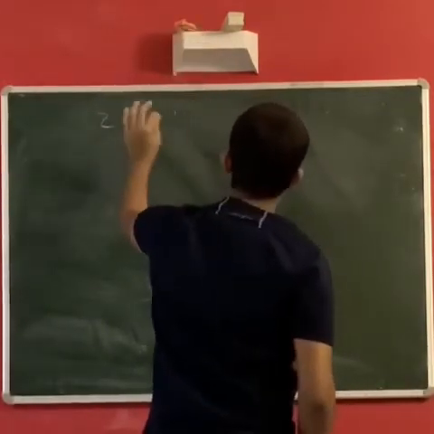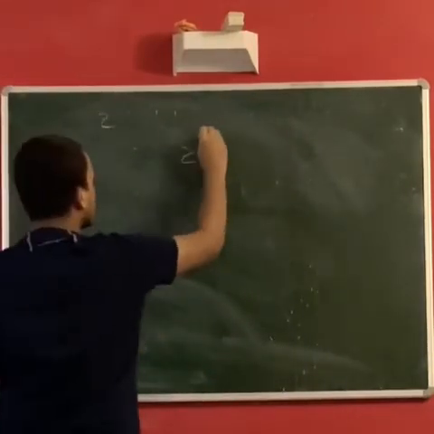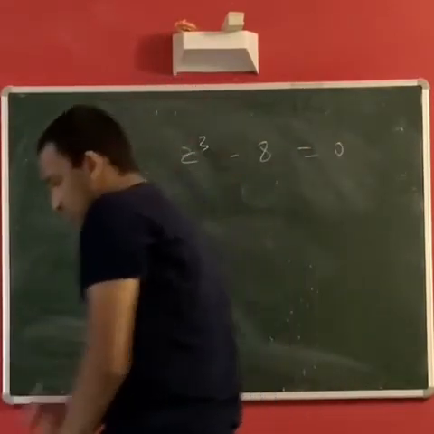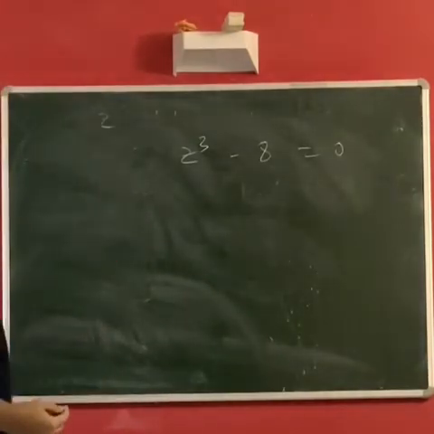Before that, just to get the trick of how we are going to use this, let's just try and solve this equation: z cube minus 8 equal to 0. What is the solution of this equation? What are the solutions of this equation?